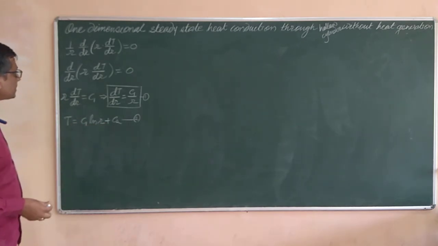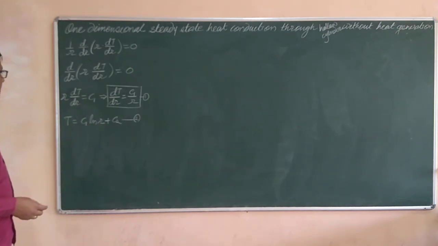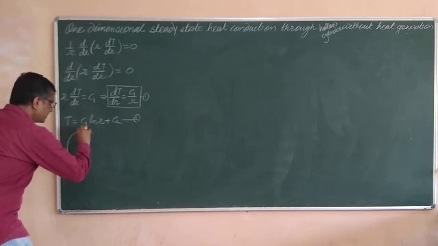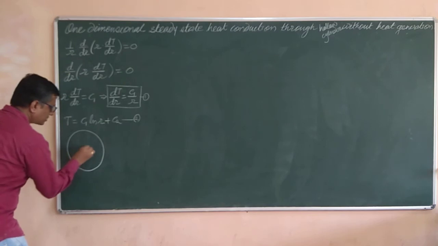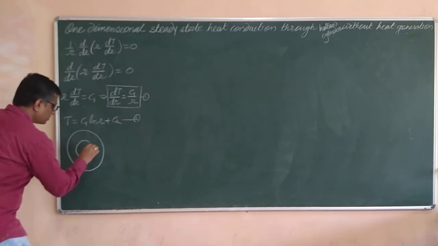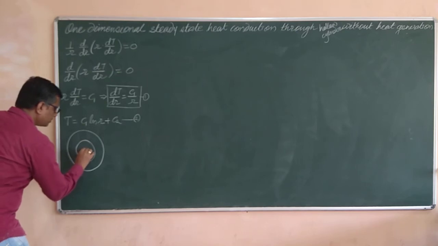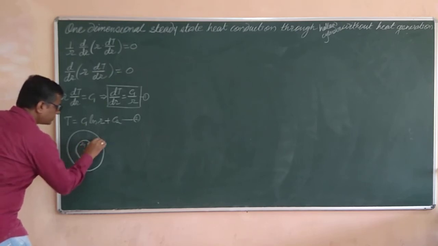Next, I would like to draw the figure for that. Say this is a cylinder, it's a hollow cylinder with the inner radius r1. Say here is the inner radius r1 and here is the outer radius r2.